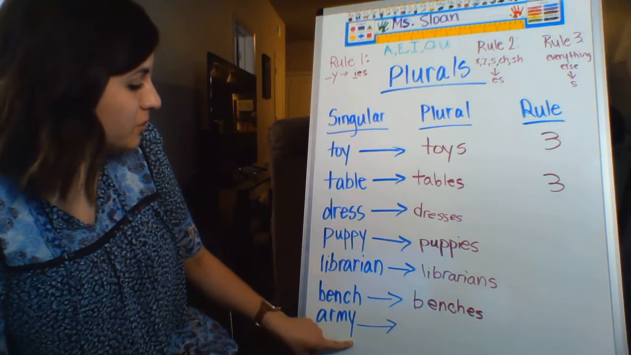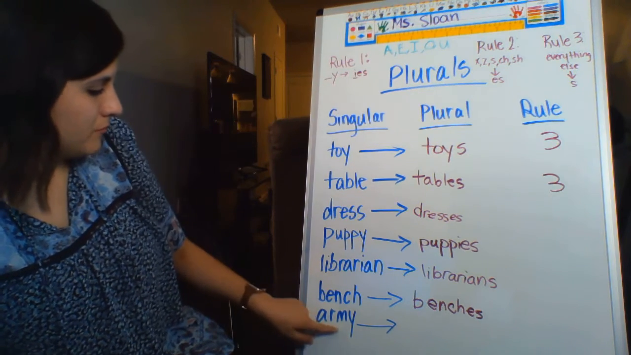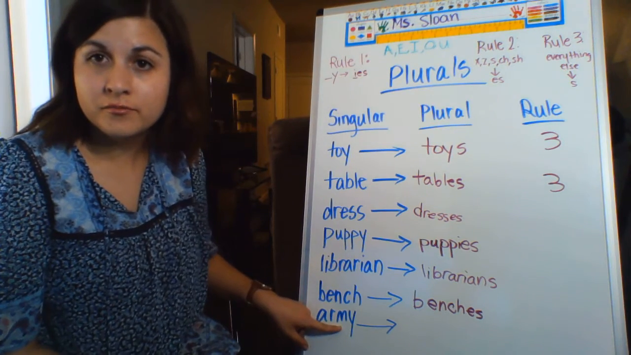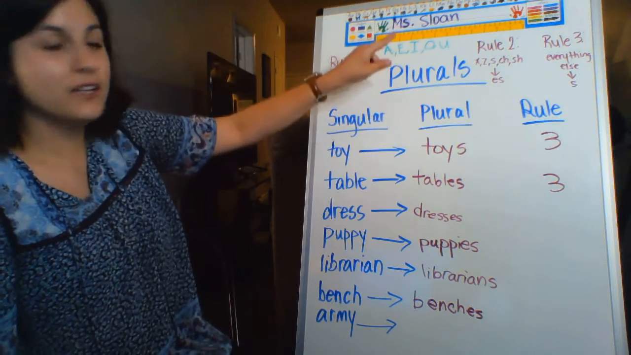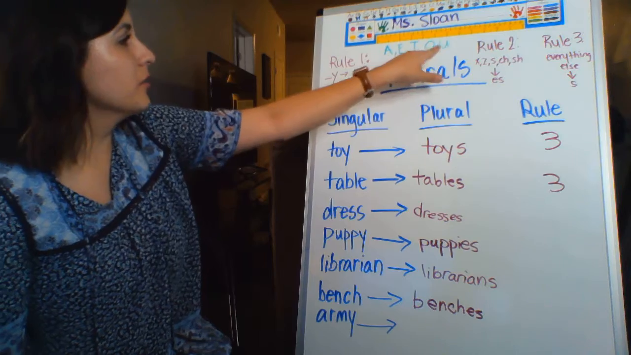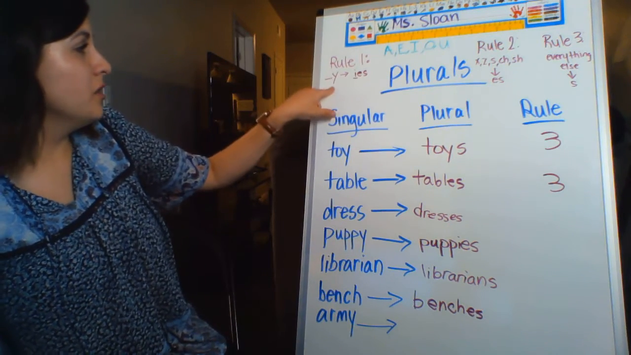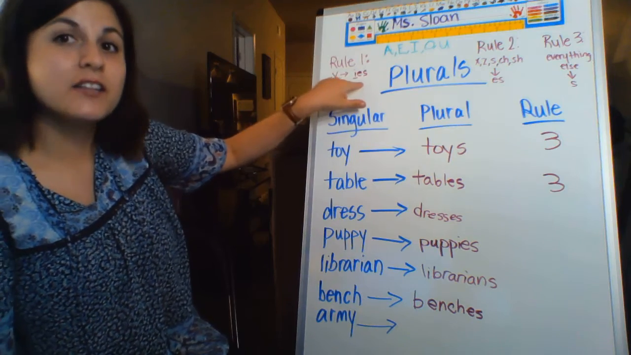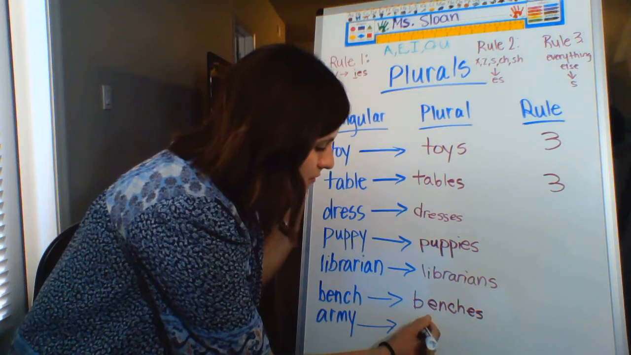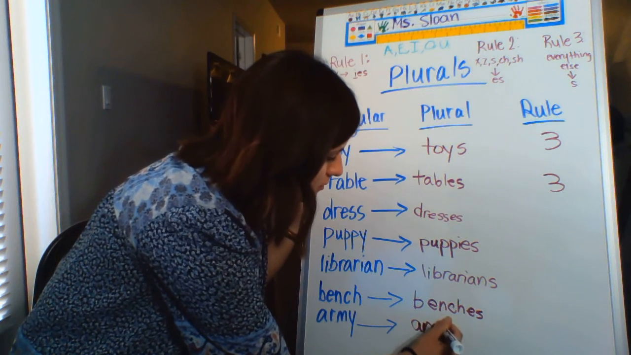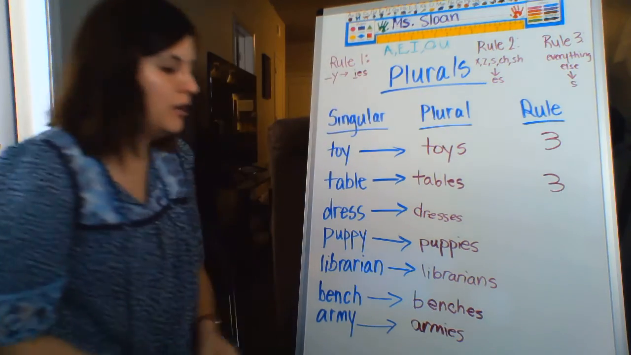And our last word is army. So army ends in a Y. So let's check up here. Is it a consonant Y? We've got an M. Is M a consonant or a vowel? Well, let's check our vowels again. We've got A, E, I, O, U. So it's a consonant, which means the Y becomes an I, and then we add ES. So army becomes armies.